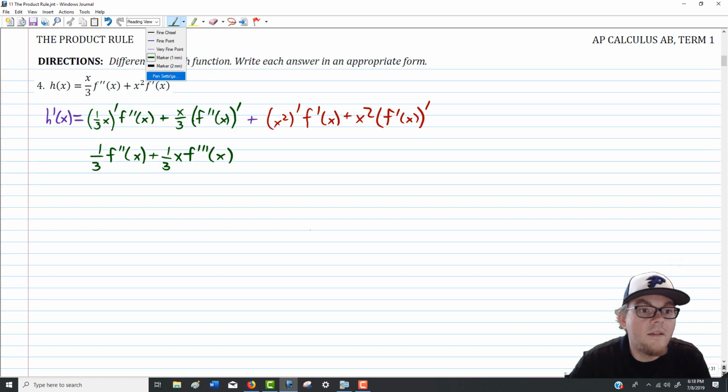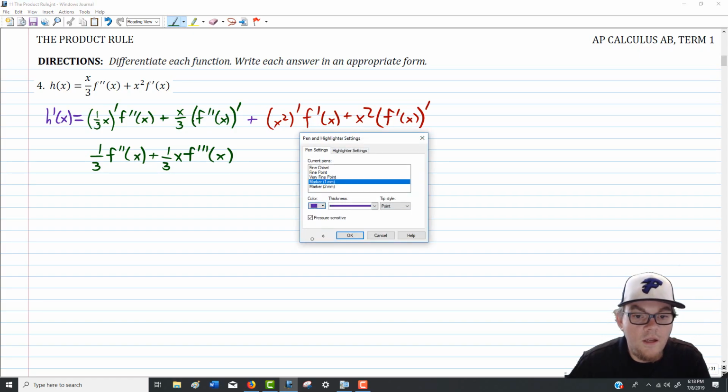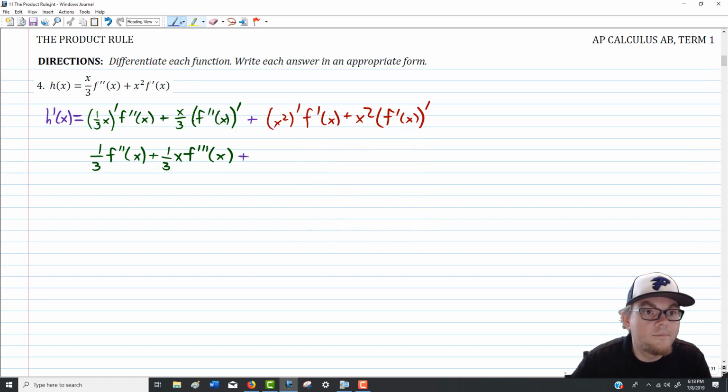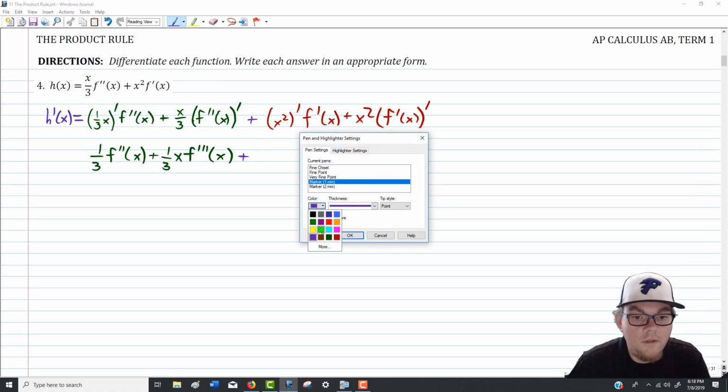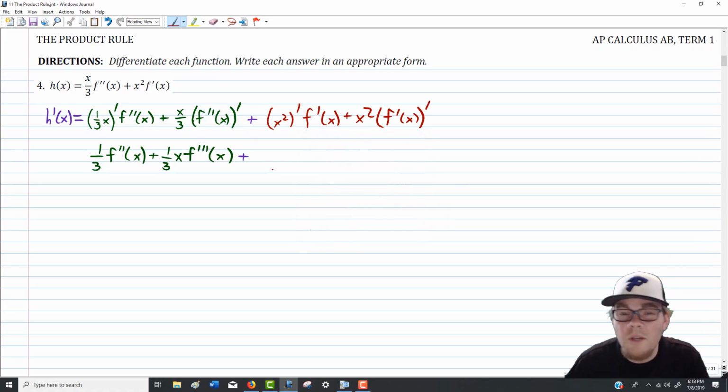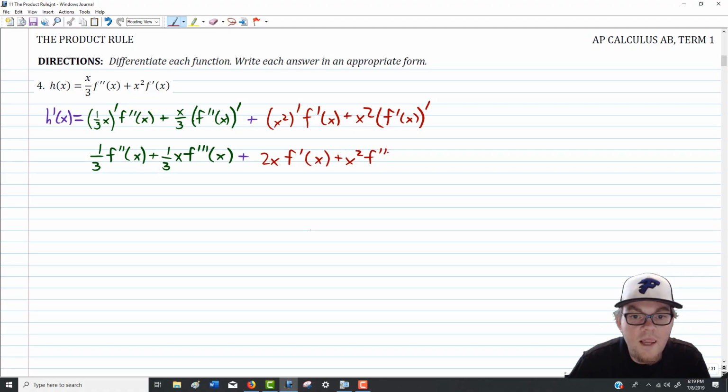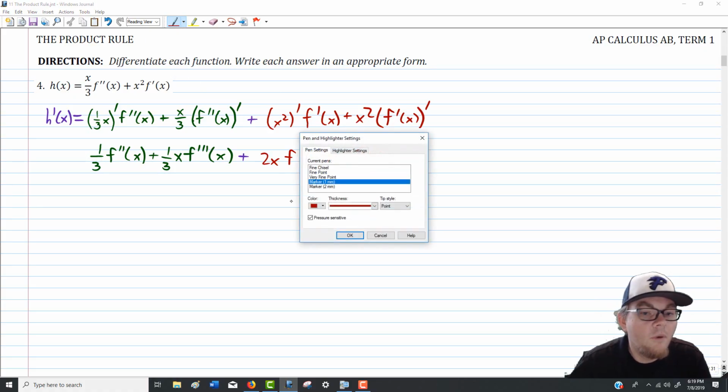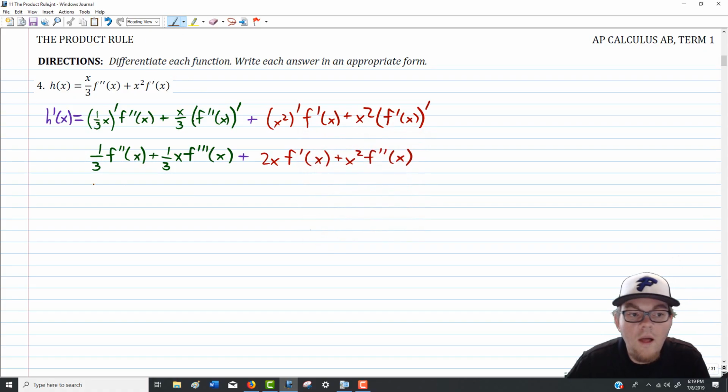Next we're going to add to that. Again, sorry, the color change takes a little bit of time, but I think it's worth it. If you're colorblind, I guess not, but everything else should be good. This will be plus 2x f prime of x, and then it'll be plus x squared times f double prime of x, because the derivative of f prime is, of course, f double prime. Now, at this point, I would probably say that everything is as clean as can possibly be. We're not going to get a whole lot better.